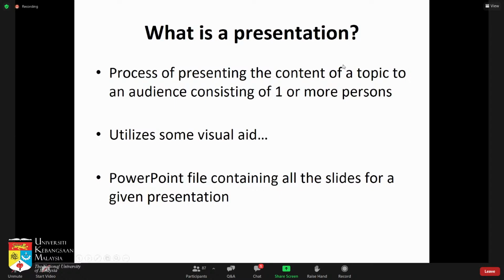So what is presentation actually? It's a process of presenting anything that you want on a topic to the audience. Of course, sometimes a very small audience, sometimes a bigger audience, depending on what you are asked to present, whatever the topic is. Of course, you utilize some visual AV aids, and so on.